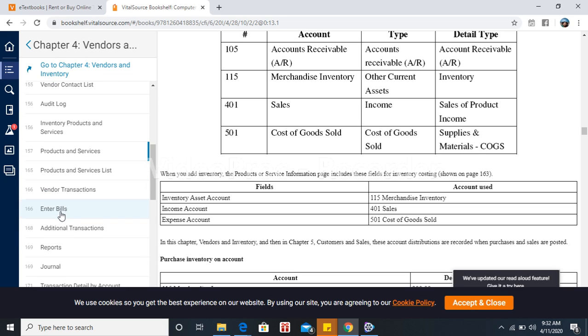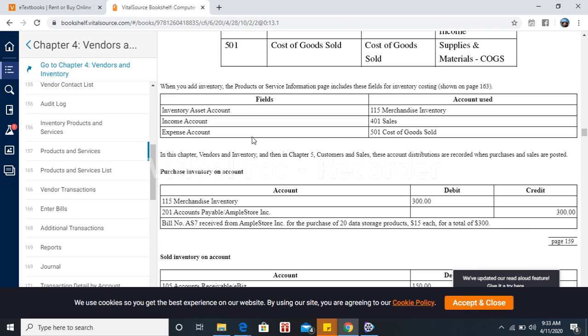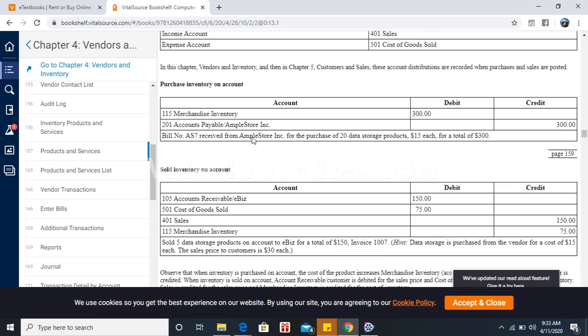Specifically, we're going to talk about inventory, products, and services because that is where we find the relationship between merchandise inventory and accounts payable. So here we're talking about purchasing inventory on account. You see that we purchased $300 worth of inventory from Ample Store.